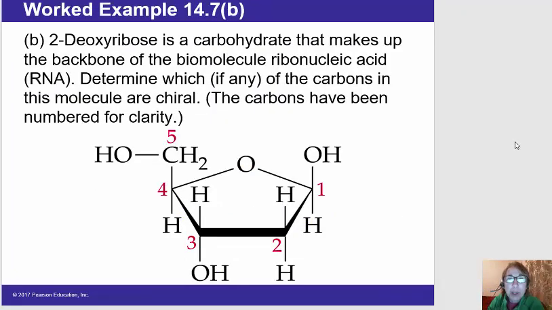Alright, let's look at 14.7b. 2-deoxyribose is a carbohydrate that makes up the backbone of the biomolecule ribonucleic acid, or RNA. Determine which, if any, of the carbons in the molecule are chiral. The carbons have been numbered for clarity. So this is what's known as a Haworth projection, and this little corner, it's sort of like a line structure in that the corners are actually carbons. So pause the video and identify the chiral carbons.